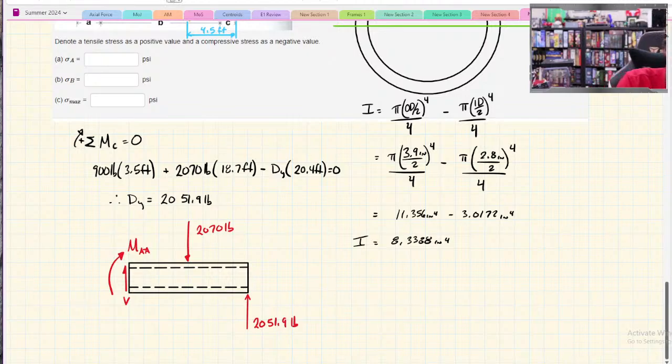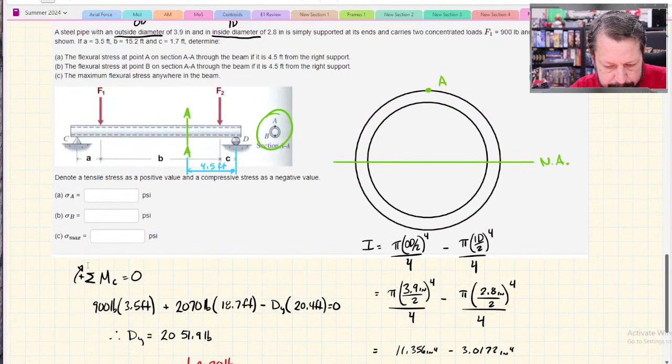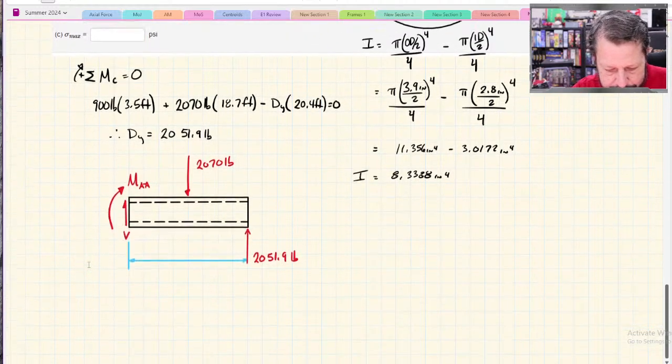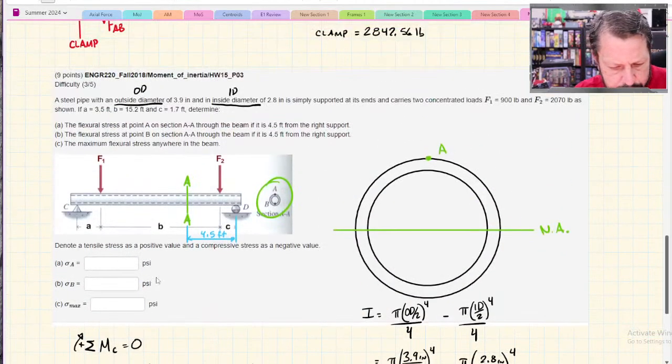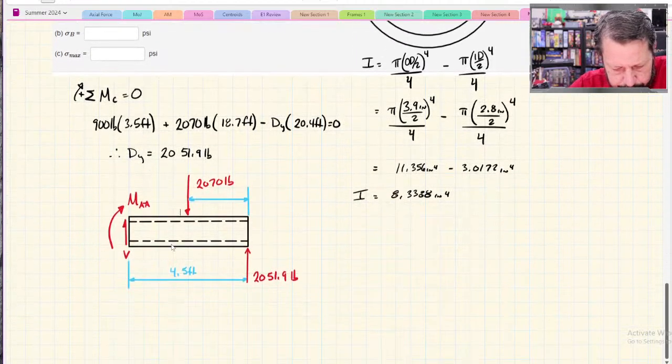We have a couple of distances. We've got this one. They told us that the section AA is 4.5 feet from the right end, or the right support. And then we also have this dimension from our problem statement being 1.7 feet.